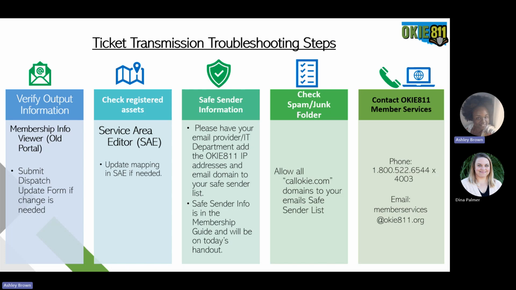So you also want to be sure that you have your safe sender information and that Oki 811 is marked as a safe sender in your system. So you want to make sure that you have your IT department or your email provider add Oki 811's IP addresses, email domain, and the addresses where the tickets are coming from. We'll include that safe sender information in today's handout, and it's also listed on the membership guide of oki811.org.